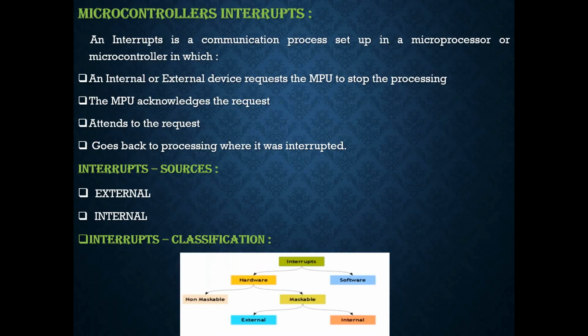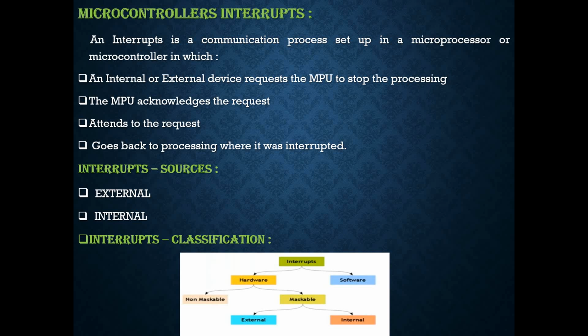Microcontroller interrupts. An interrupt is a communication process set up in a microprocessor or microcontroller in which an external or internal device requests the MPU to stop the processing, attends to the request, and goes back to the processing where it was interrupted. So in the interrupt sources, we mainly see the classification below.